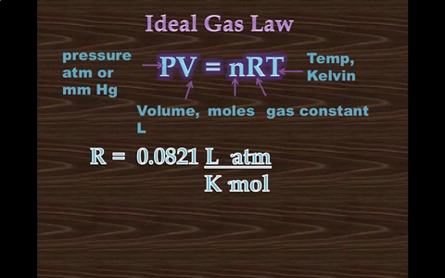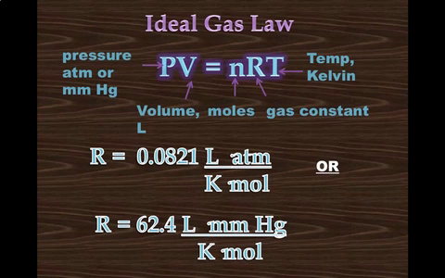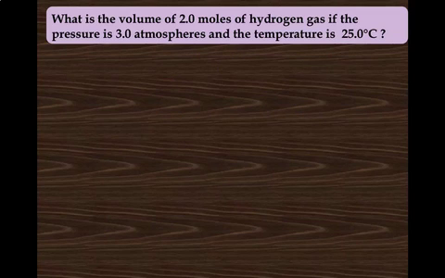So I gave you one possible R before. Here's another one, and it's with atmospheres. It all depends on which pressure you're using. The first one I gave you was kilopascals. This is atmospheres, or if you're using millimeters of mercury, you would use the 62.4. So you have to look at your units of pressure and decide which R you're going to use.